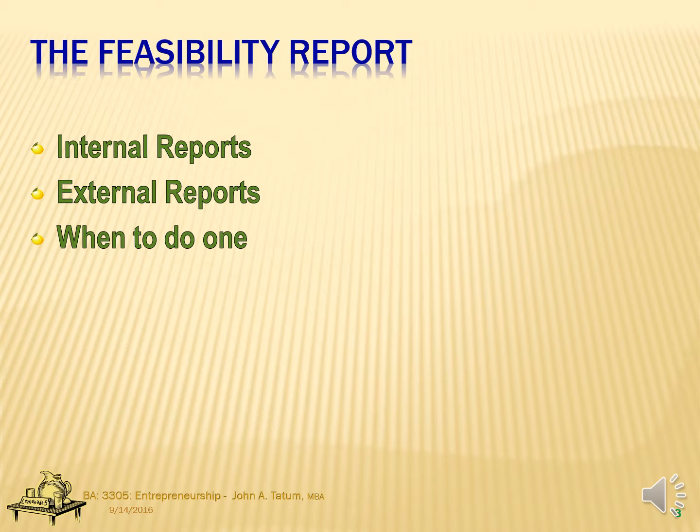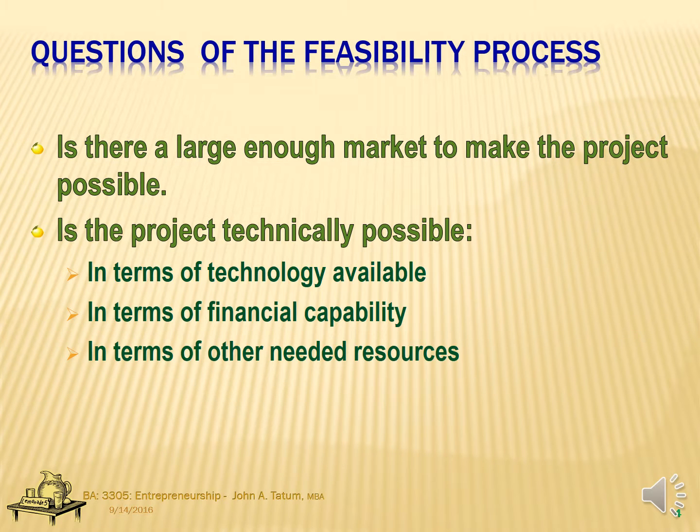And this brings us to, what does the feasibility report actually try to accomplish? And basically, there are two main questions that it tries to accomplish. Really, when it gets down to it, the feasibility process tries to answer two major questions. One, is there a large enough market to make the project possible? And two, is the project technically possible?